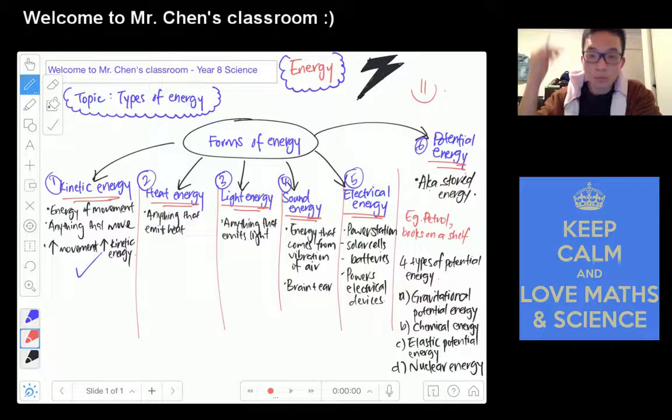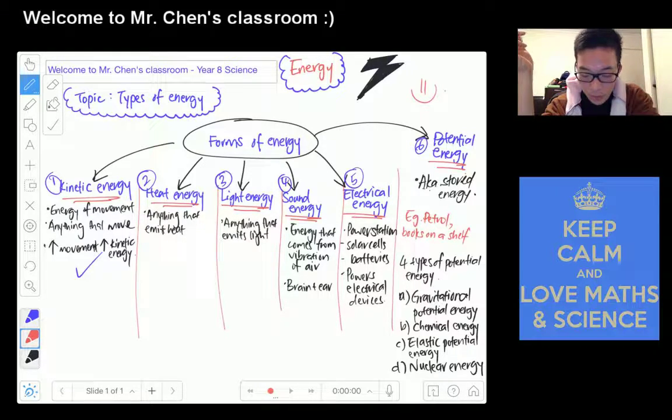Let's continue. Fourth one, we have sound energy. Remember, sound comes from vibrations of air, and how do we pick up that sound? It's through our ears. It goes into our ears and it gets read by our brain, the patterns of the vibration, and then we can hear what you're hearing right now, me teaching you guys about energy.